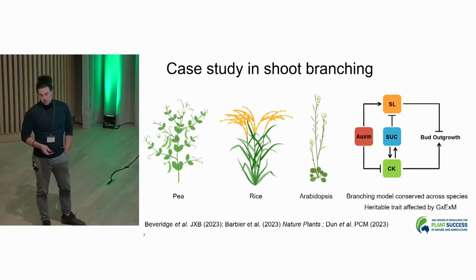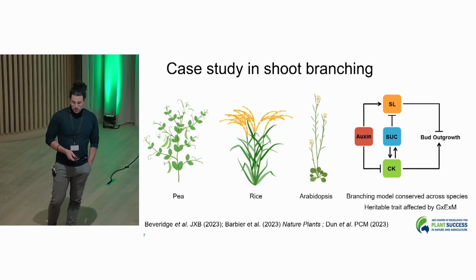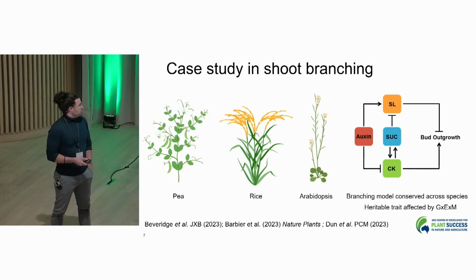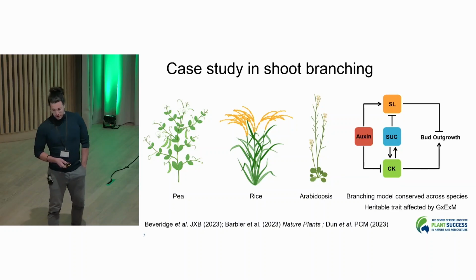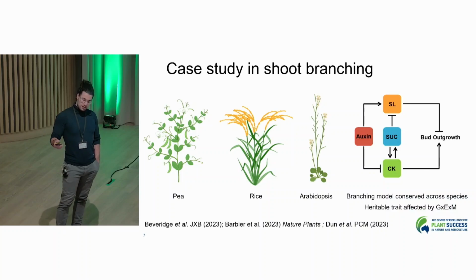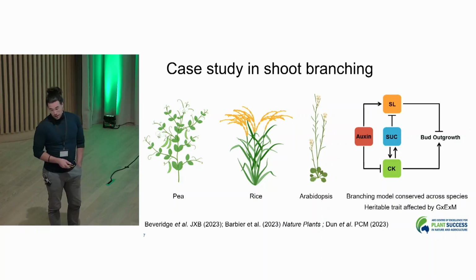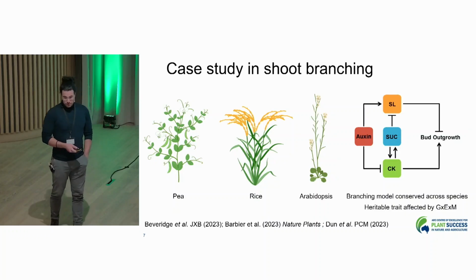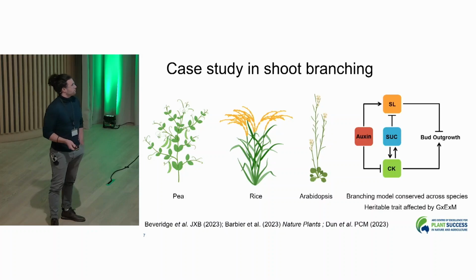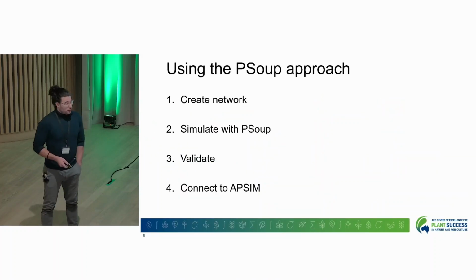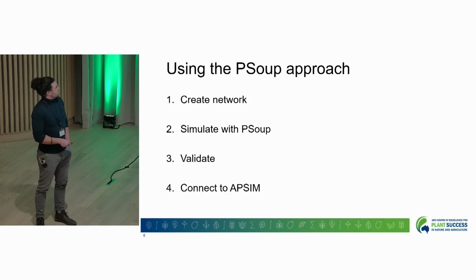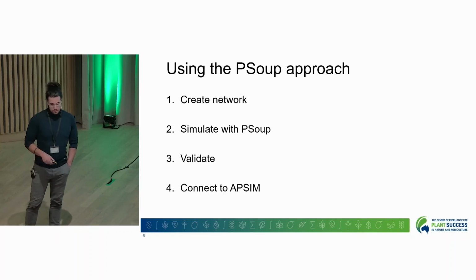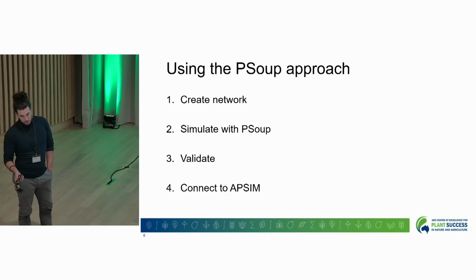And why we chose shoot branching is because the underlying branching network that defines branching in different species is conserved across these species, which don't look alike. And it's also a heritable trait highly affected by G by E by M. So here we see the 4 stages that I did in order to create this cross-scale model and integrate the molecular network. And I will start with the first one, which is the creation of the network.